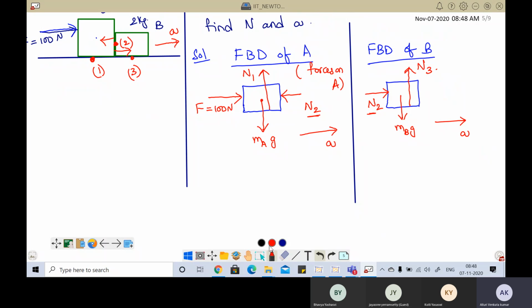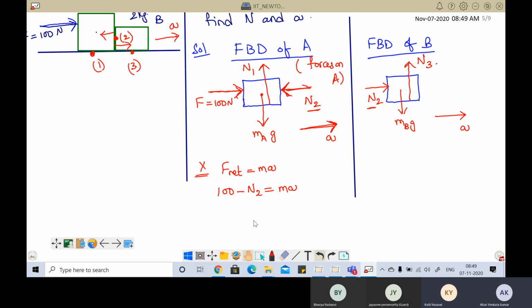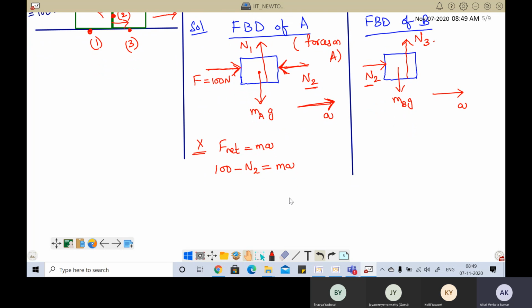Now tell me, in x direction, F net equal to ma. What is the equation in x direction? How many forces are there? 100 minus N2 is ma. Correct. 100 minus N2 equal to ma. Why did we write 100 first? Because the acceleration is towards the right side. Correct. If acceleration is to the left side, then we would have written N2 minus 100 equal to ma. Okay, keep it like this.